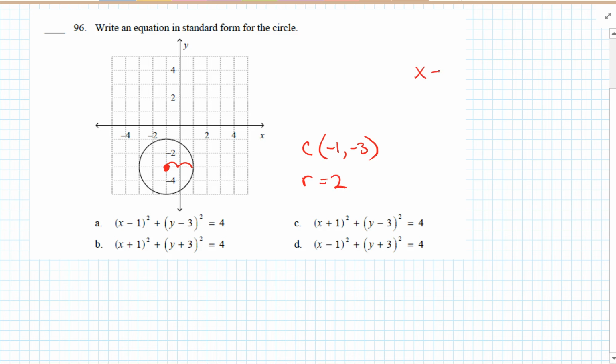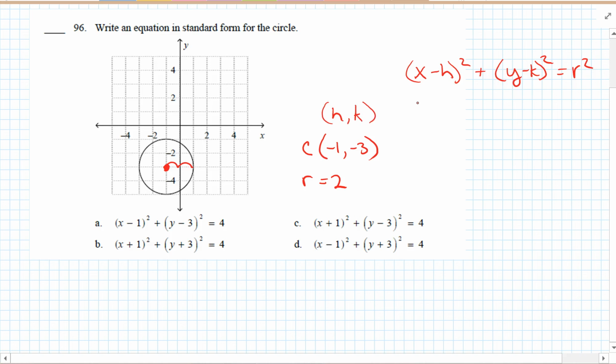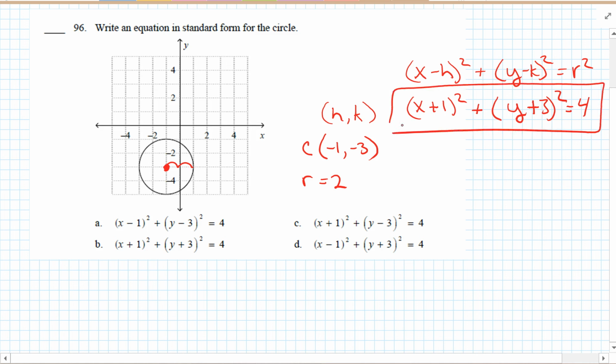So again, our standard equation is x minus h squared plus y minus k squared equals r squared. And remember, h, k represents our center. So x minus negative 1 squared plus, and see what I'm doing when I write the negative, listen to me when I do it, y minus, and since it's negative 3, I'm going to go negative 3 squared equals 2 squared, and 2 squared is 4. So it's going to be x plus 1 squared plus y plus 3 squared equals 4. Answer is B.